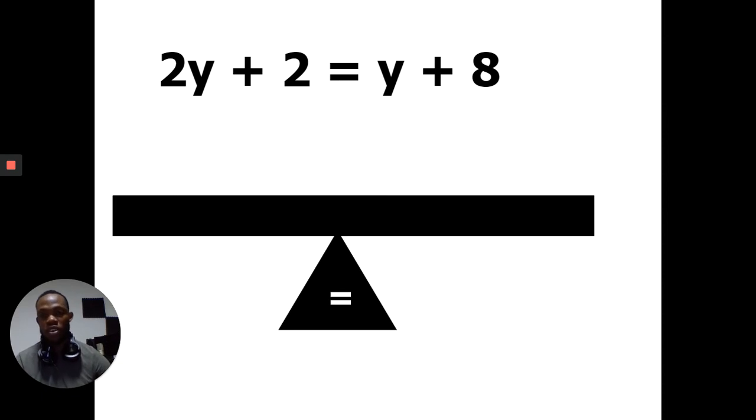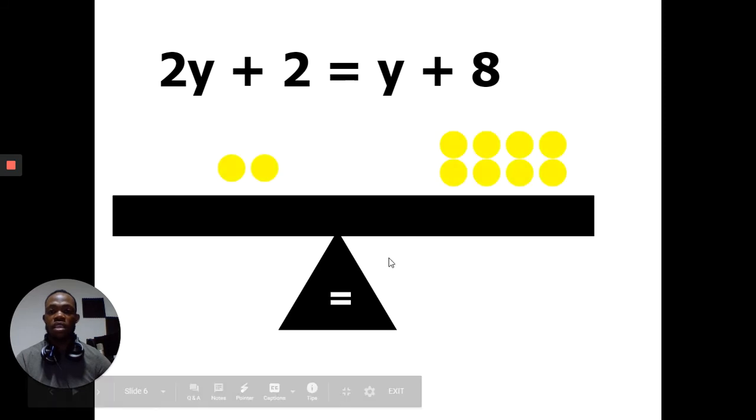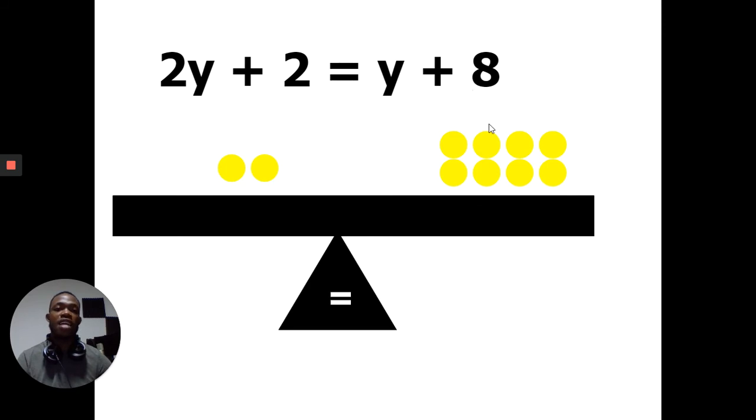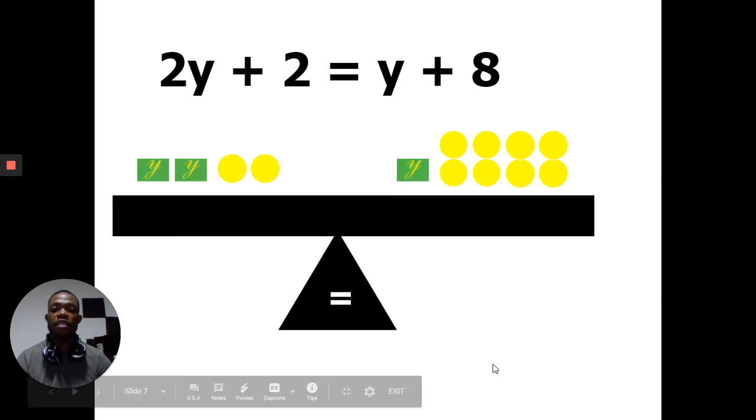Given this equation, for example, 2y plus 2 equals y plus 8. To represent this, I need 2 on the left and 8 on the right. In this case, I'm using yellow for positive. Now for my variable, I need 2 y's on the left, 1 y on the right.